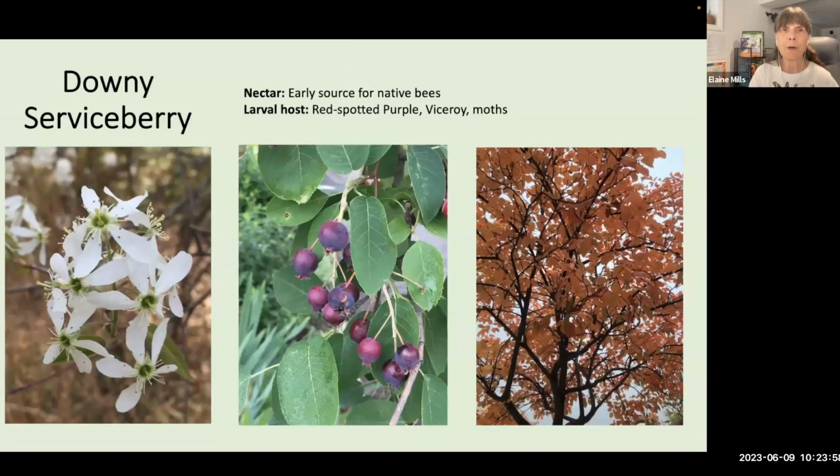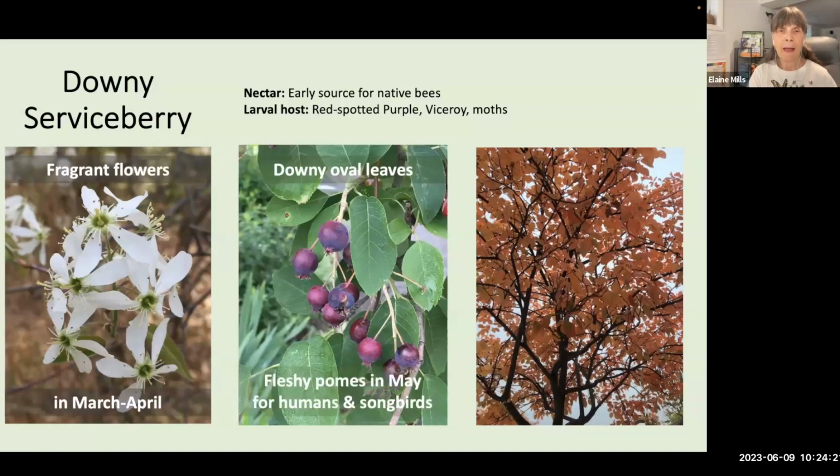Downy serviceberry has fragrant flowers in March to April, and this is an important early source of nectar for our native bees. It has downy oval leaves, and these serve as a larval host for the red-spotted purple, the viceroy, and moths. And the fruit, referred to as pomes because they have a dense central core, kind of like an apple or a pear, will appear in May.